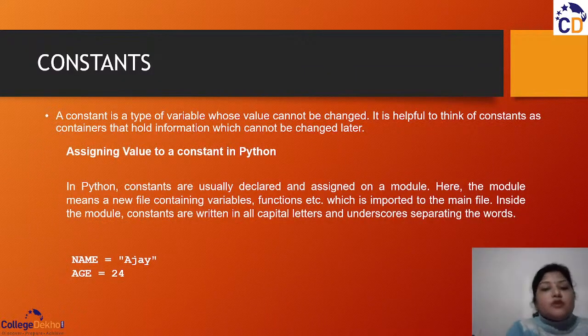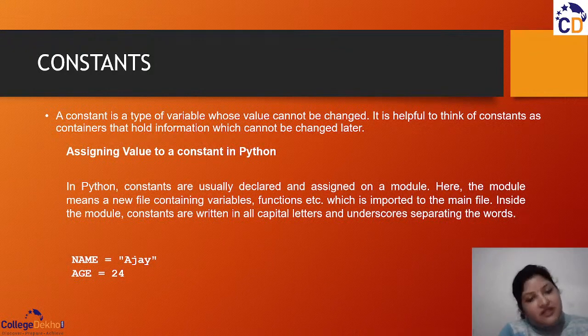Let us talk about some constants also, because these are also an important part of Python. We have talked about variables and identifiers. Now let us move to constants. A constant is again a type of variable only, right? But whose value cannot be changed. You cannot change the value, right?